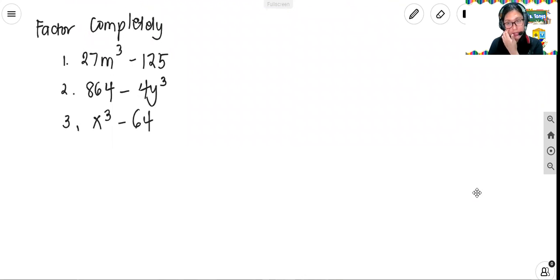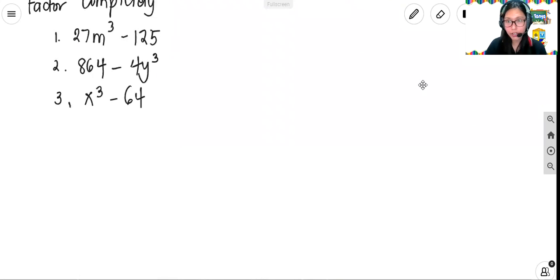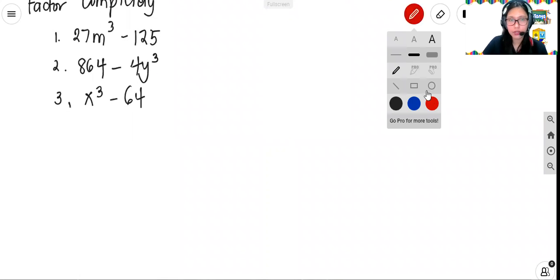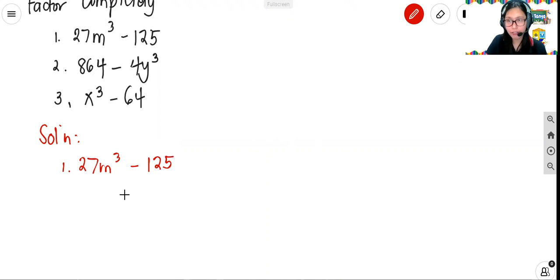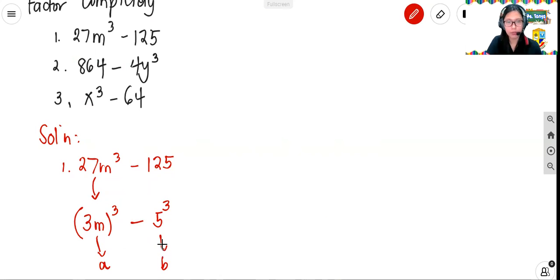Okay, so let us now check if your answers are correct. So let's start with number 1. We have 27m cubed minus 125. So let's identify the A and the B. So here, the cube root of 27 is 3. So we'll have 3m cubed. And then the cube root of 125 is 5. So 5 cubed. So 3m is our A and the 5 is our B.